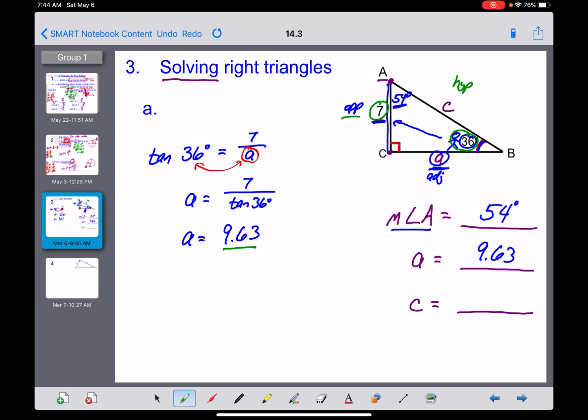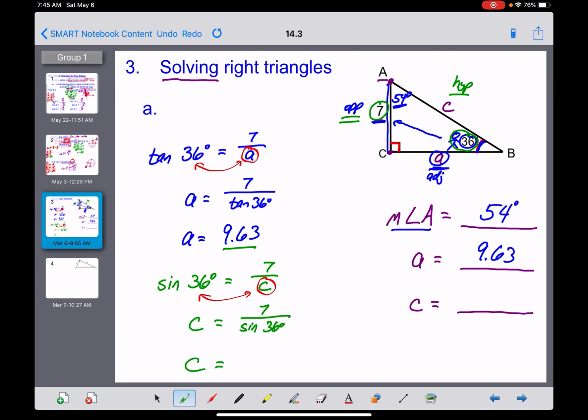Which trig ratio uses opposite leg and hypotenuse? That's going to be sine. So the sine of 36 degrees is my opposite leg, 7, divided by my hypotenuse, which is C. Once again, my variable is on the bottom of the fraction, so I'm going to flip-flop the entire left side and the bottom right. So we're now going to get C is equal to 7 over the sine of 36 degrees.